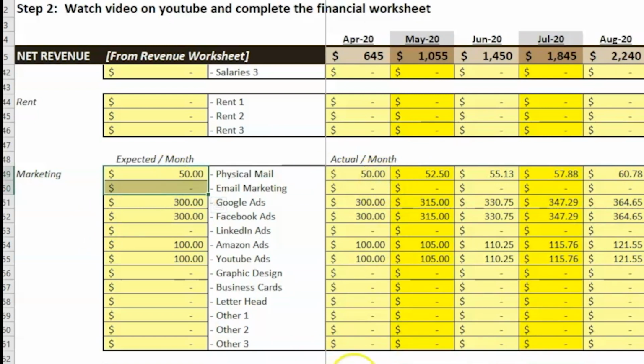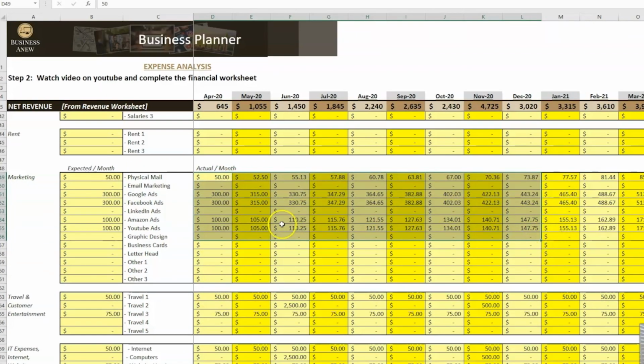Marketing becomes very important, right? And so you're going to want to fill out these numbers. These are the expenses that you have. You're estimating it's going to be $50, or $315 for Google ads. But when this month is over and it's $400, you come back in here and put in $400, maybe change the color to green.